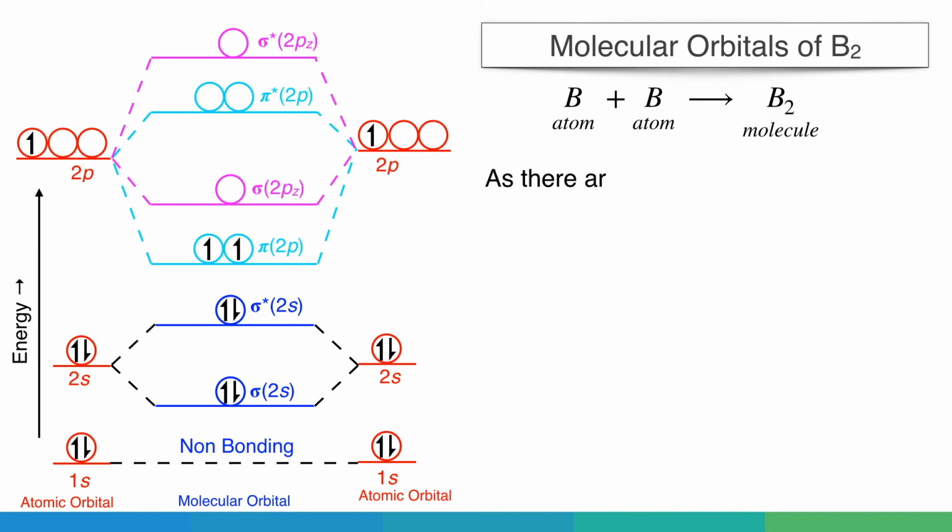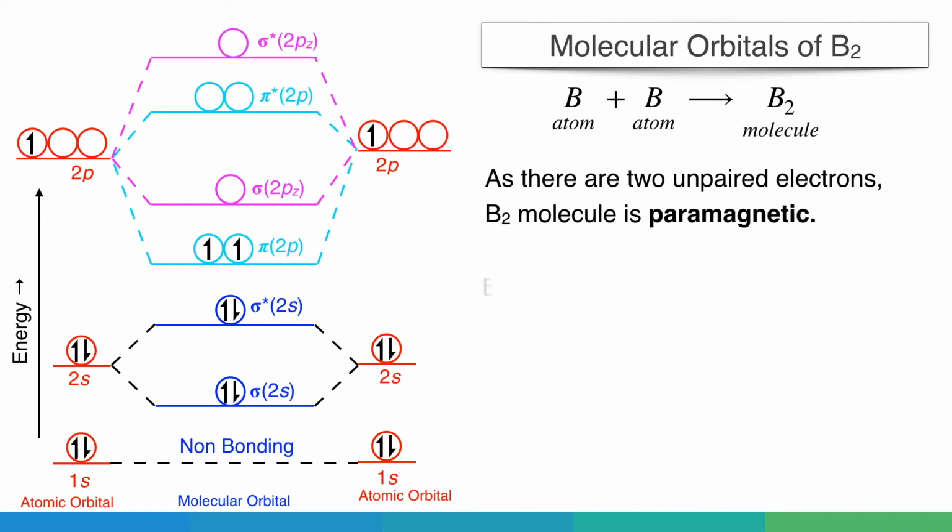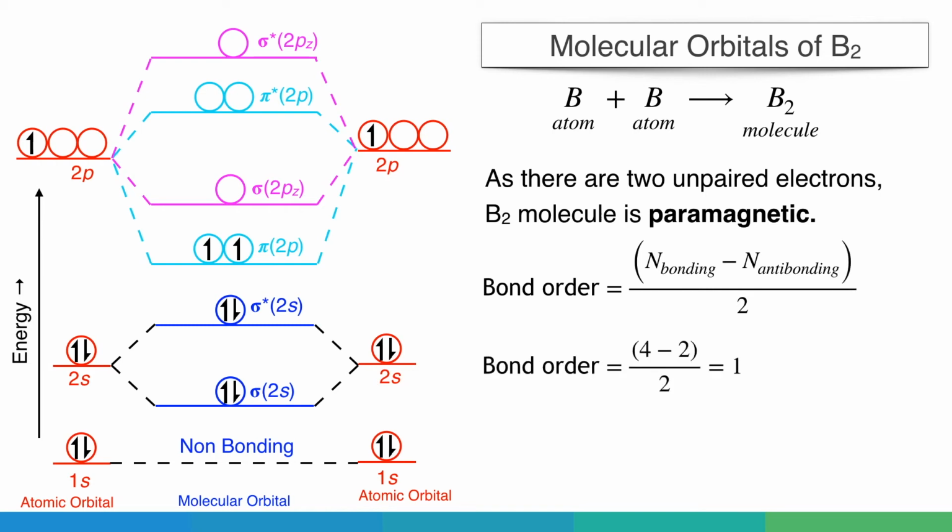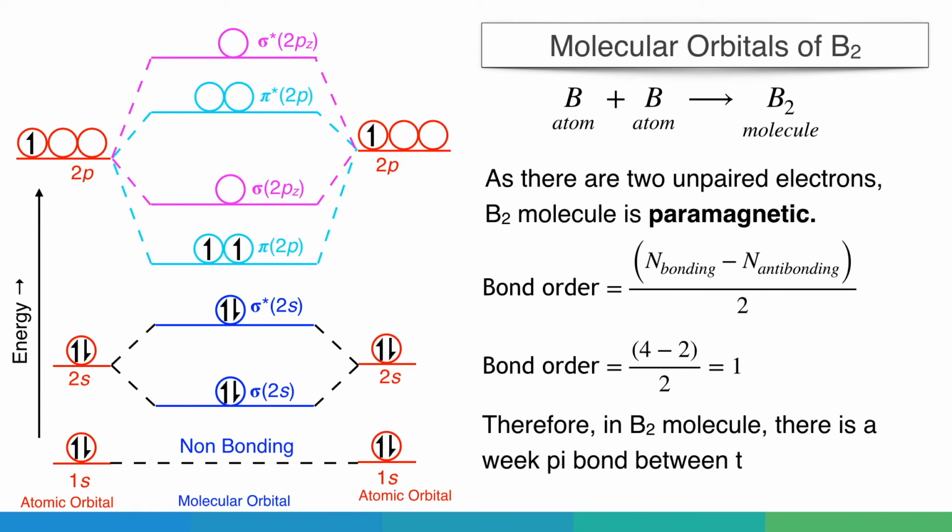Now, as there are two unpaired electrons, the boron diatomic molecule should be paramagnetic in nature, and its bond order, calculated from the formula bond order equals the number of electrons in bonding minus the number of electrons in antibonding, divided by 2, gives 1. This means one weak pi bond is formed between the two boron atoms.